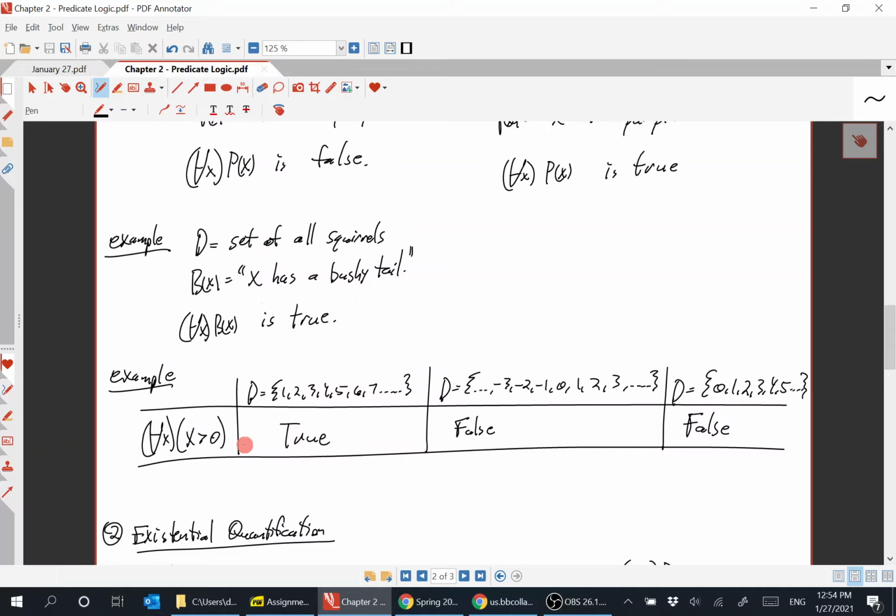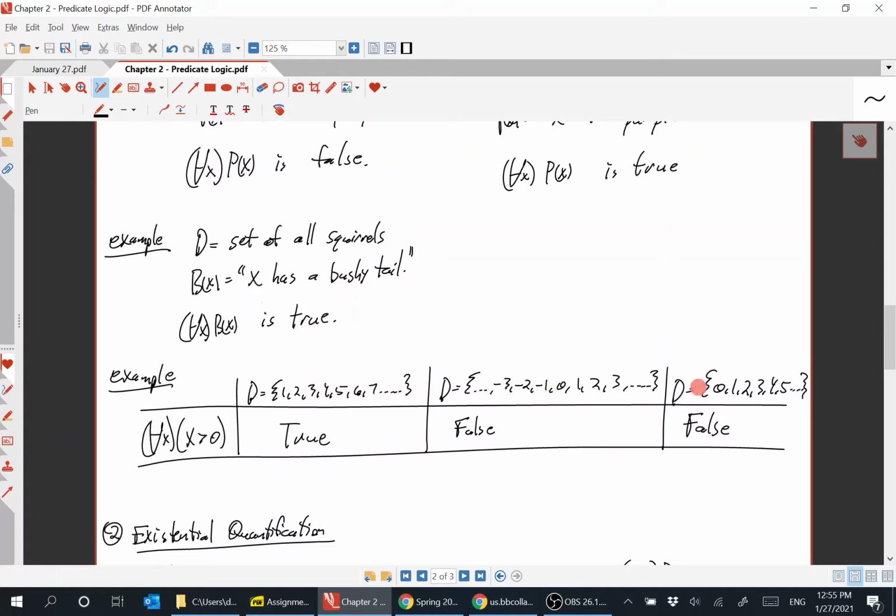For all x, x is bigger than 0. So if the domain is the set 1, 2, 3, 4, 5, 6, 7, the natural numbers as they're often called, then for all x, x bigger than 0, that's true. If you're talking about the set of all integers, so that's all the positive whole numbers, negative whole numbers, and 0, for all x, x bigger than 0 is false, because there are some things that are not bigger than 0.